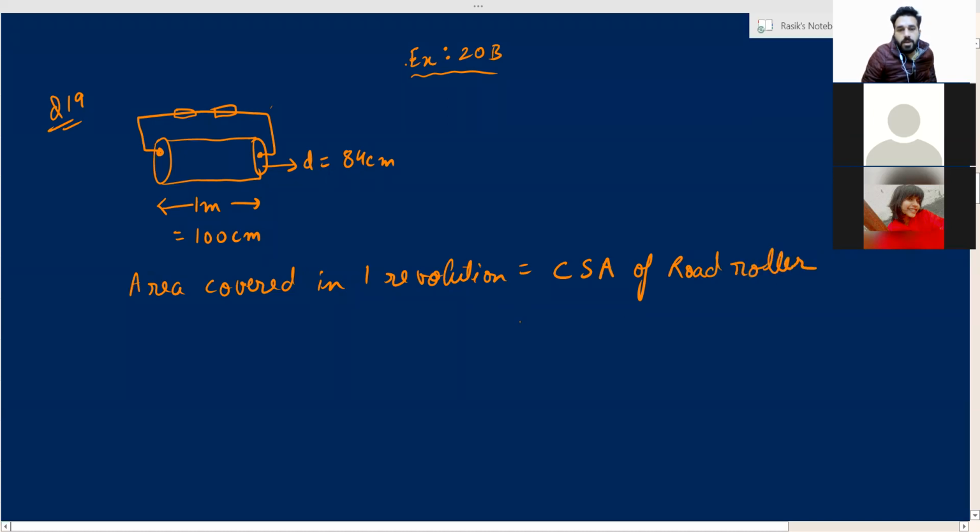So you find the CSA, 2 pi R H. What is the radius? 42. What is the height? 100. So 6 into 2 into 22. Multiply. 12, 22, 220, 220 plus 44, 264, right? 26400 centimeters square. Am I right or not?